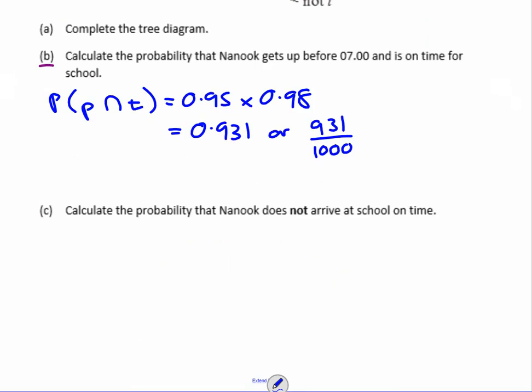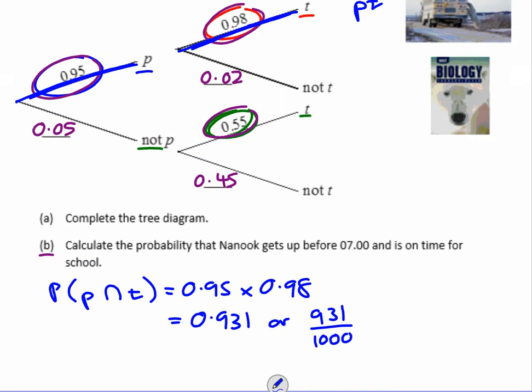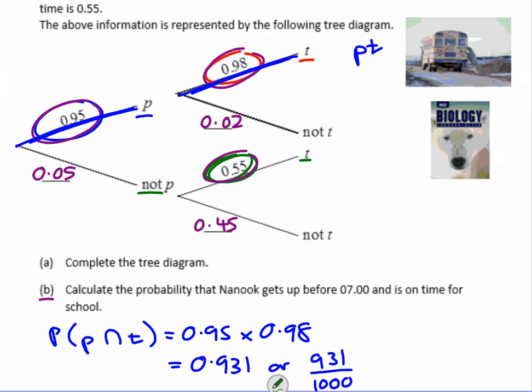Calculate the probability that Nanook does not arrive on time to school at all. So there's two outcomes. There's two ways he can not arrive on time to school. It's this one followed by that one, plus also this one followed by that one. Because see, there's two cases of not arriving on time to school. So we've got to multiply this by this and then add it to the product of that times that.